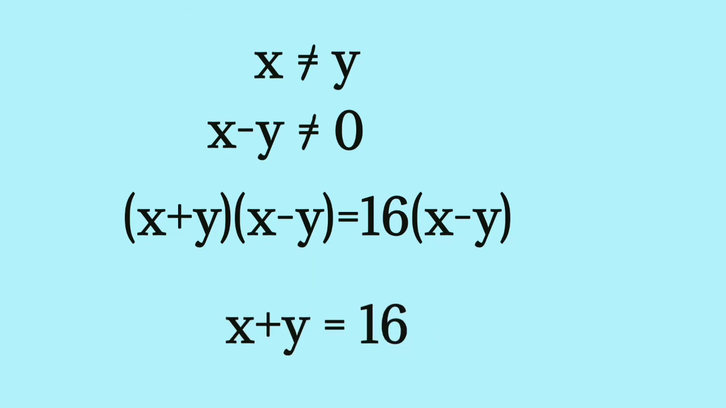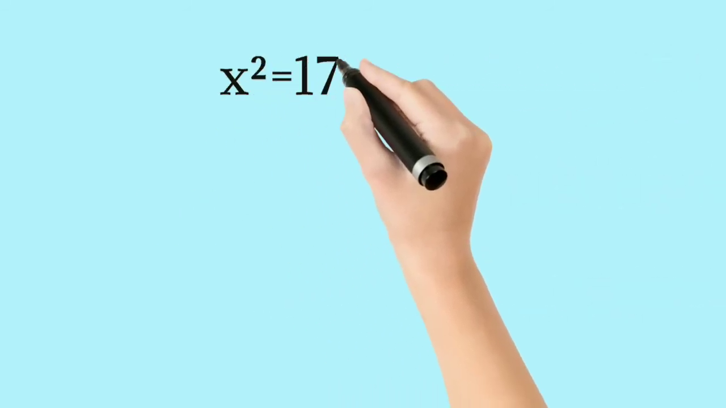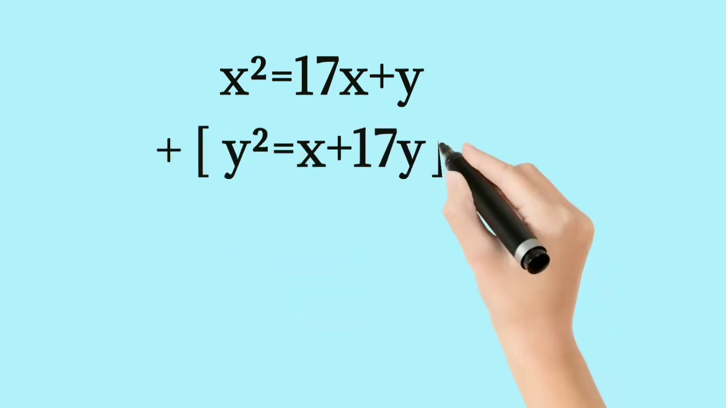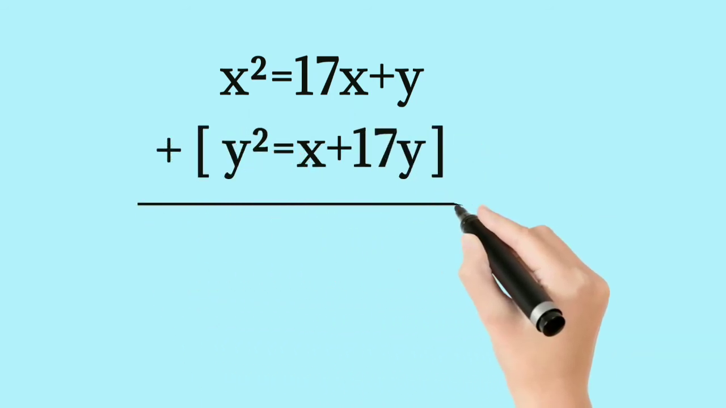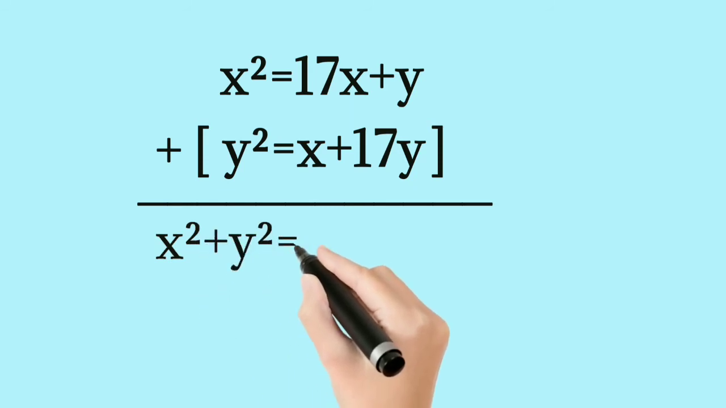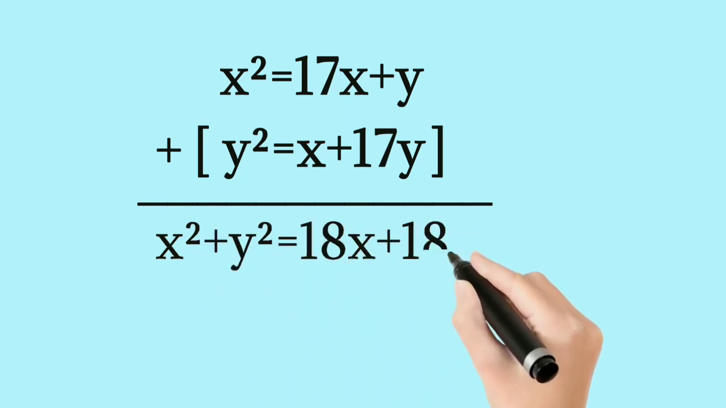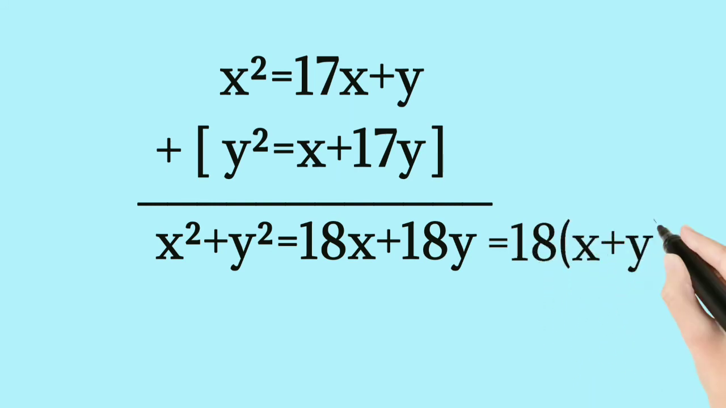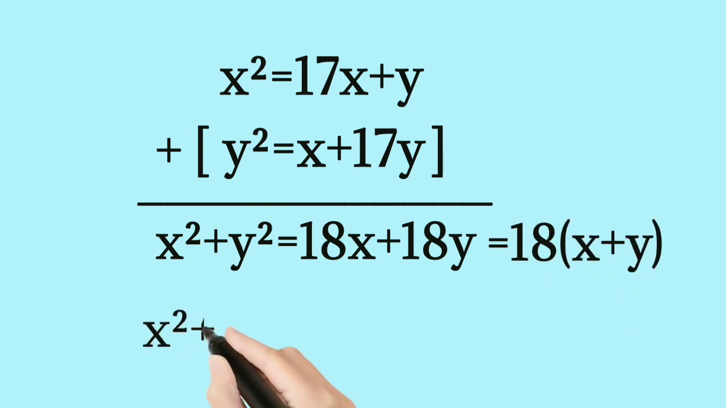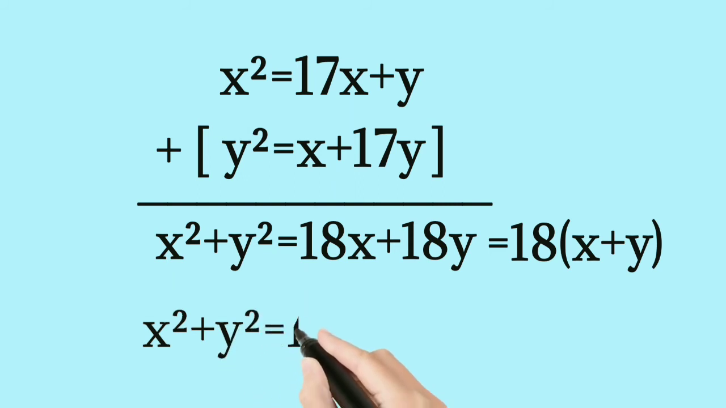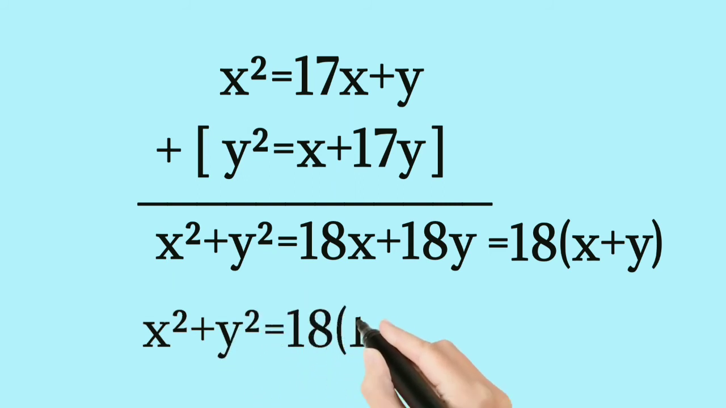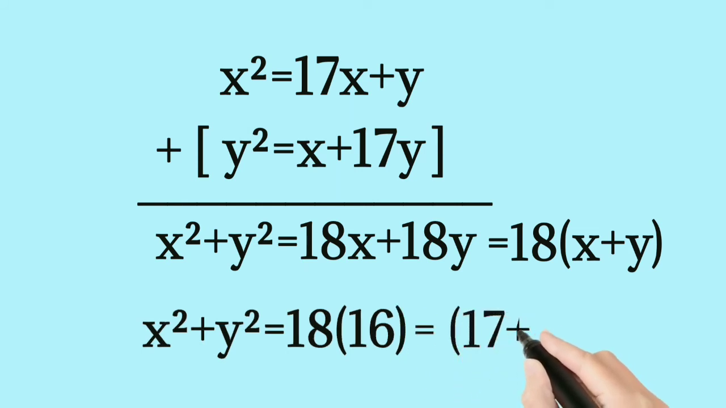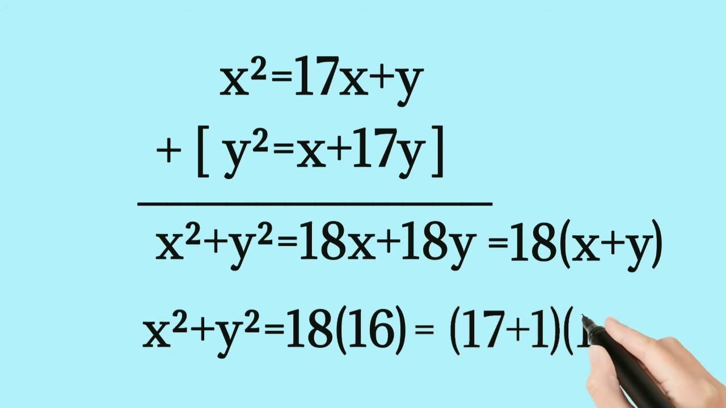Remember this relation. Let's write the given two equations. And this time we add these equations. After adding, we get x² + y² = 18x + 18y. Now we take 18 as a common factor. Now in this equation, put the value of x + y, which is equal to 16. And this can be written as (17 + 1)(17 − 1).